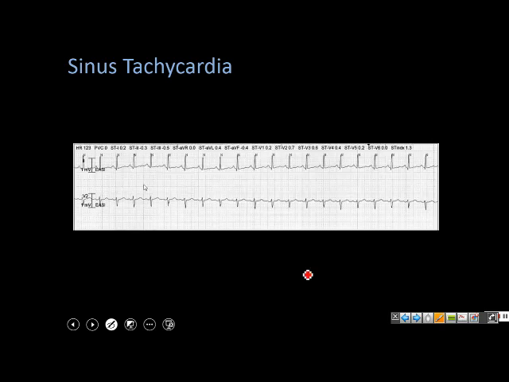Here's an example of sinus tachycardia. You still see 1 P wave for every 1 QRS. Rate's still regular. Heart rate is calculated for you at 123 beats per minute. And you can see here's the end of the T wave. There's the QT interval right there.